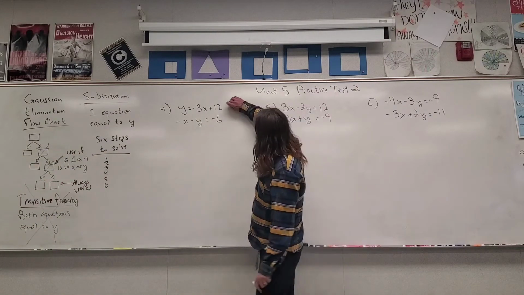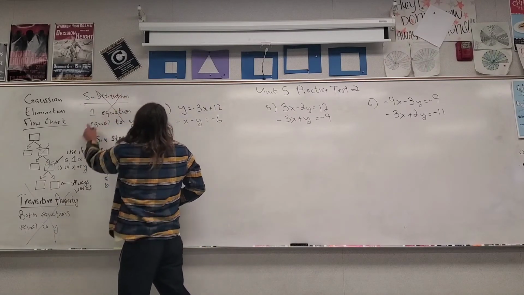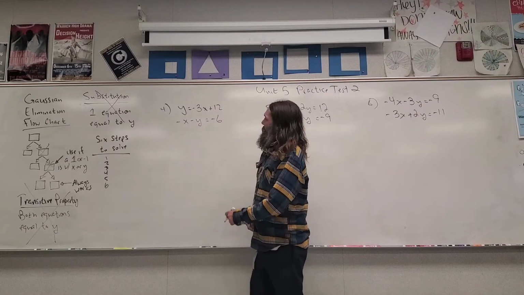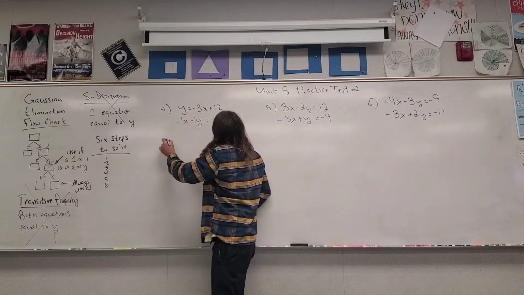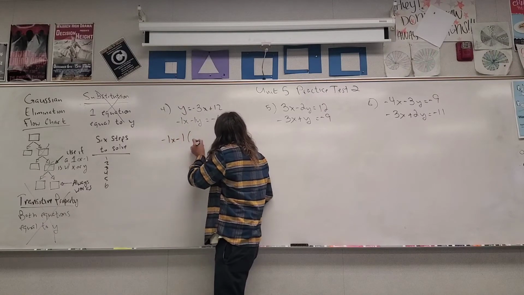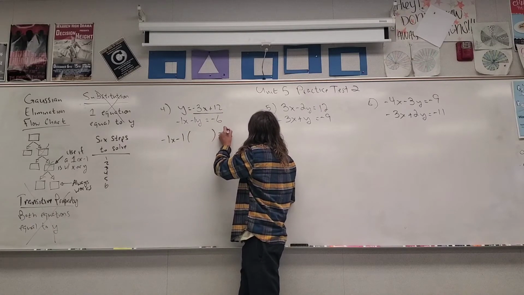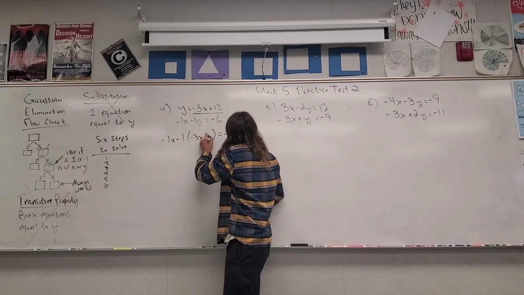And so problem 4, one equation is solved for y. That's my substitution problem. What I'm going to do is replace this y with this value. So I get now, and I'm going to put a -1, -1x minus 1, and I don't write a y anymore because I'm going to replace that with this, and it equals minus 6. So it's minus 3x plus 12.